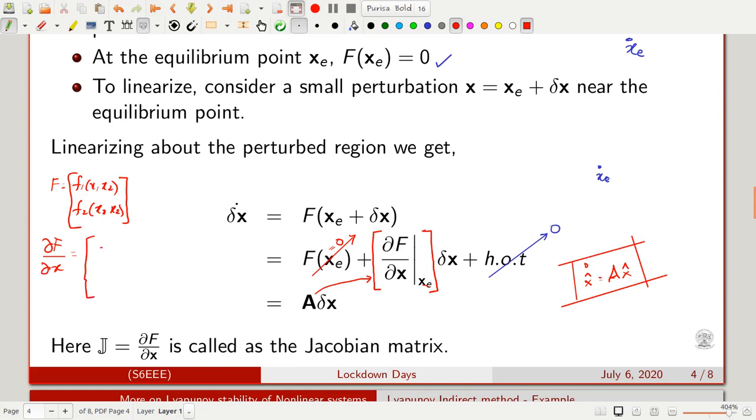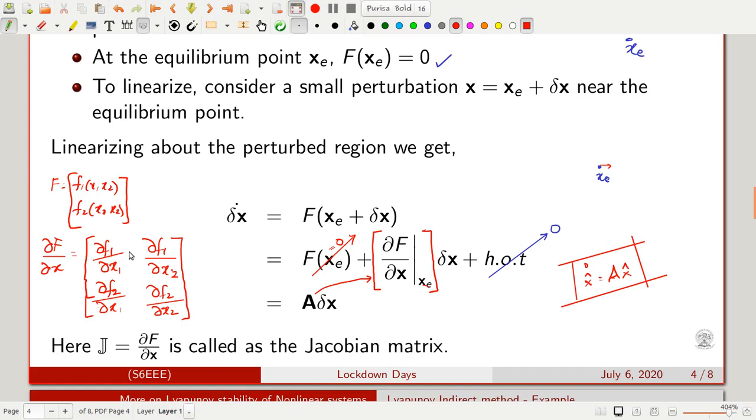∂f/∂x would be the change in f1 along the direction of x1, and the change in f1 along the direction of x2. Similarly, here we have the change in f2 along the direction of x1, and the change in f2 along the direction of x2. In fact, these are partial derivatives because we have the terms x1 and x2. So this is in fact the Jacobian matrix.